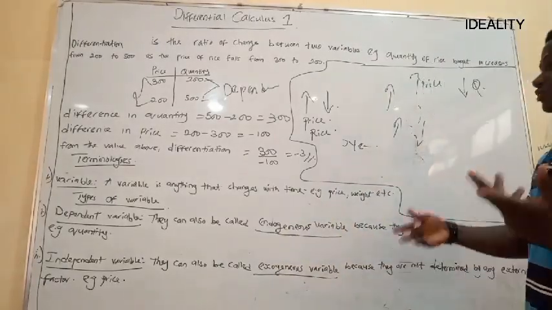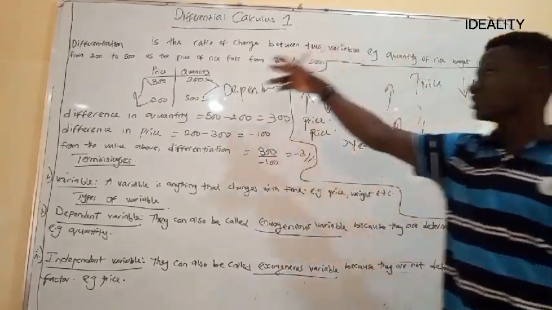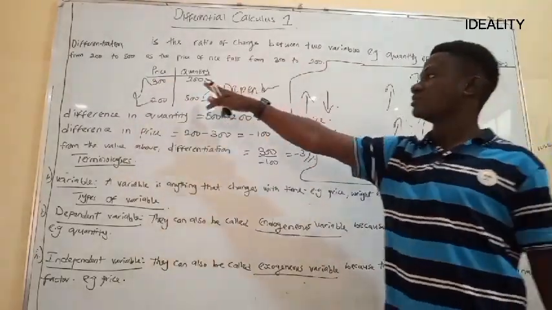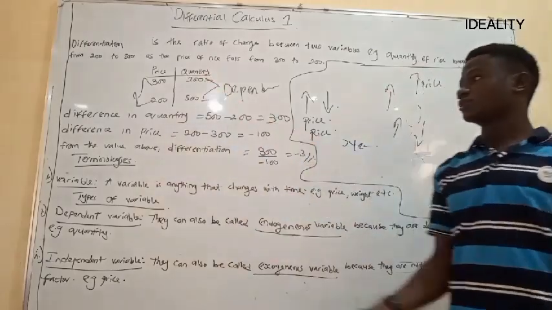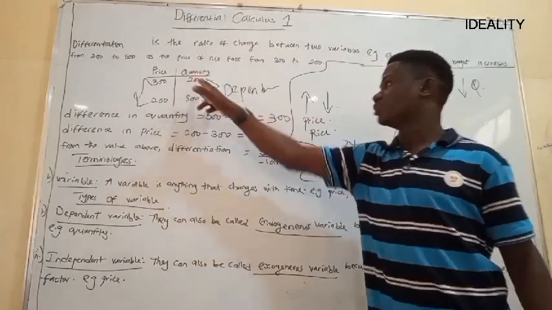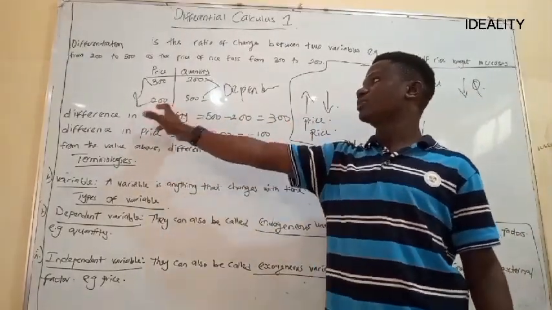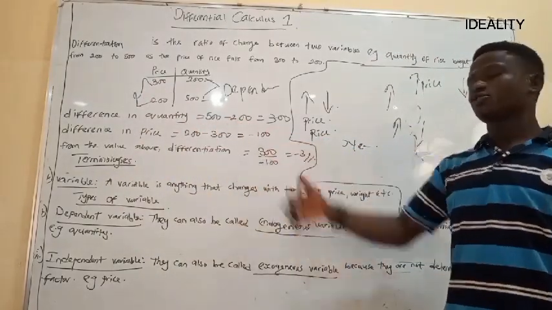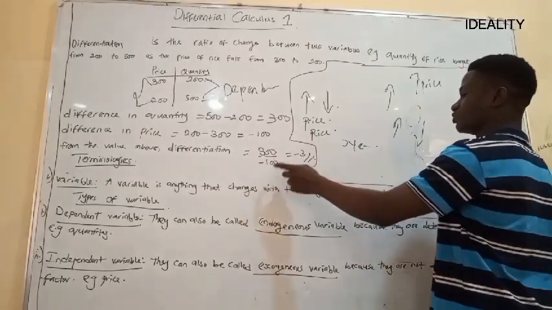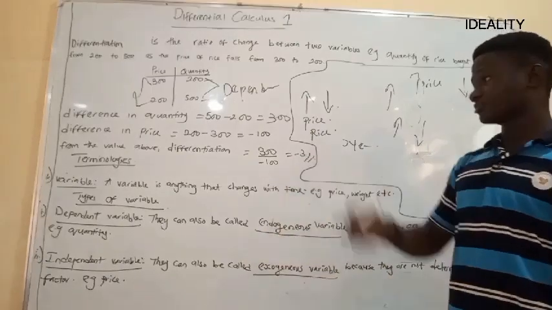So let's read through a summary of what we did. We said differentiation is the ratio of change between two variables. I gave a good example: price increasing from 200 to 300 and quantity reducing from 500 to 200. So when you want to calculate differentiation, you get the difference, the new one minus the old one: 500 minus 200, 300. Then the difference in price, new one minus the old one, you have minus 100. So the ratio of the two, you have 300 over minus 100, and you have minus 3. Then this is the differentiation.